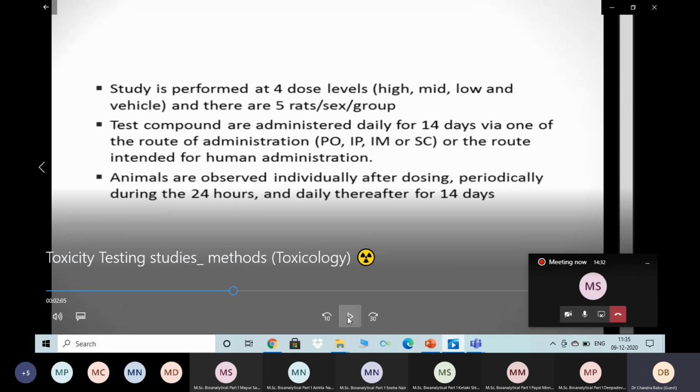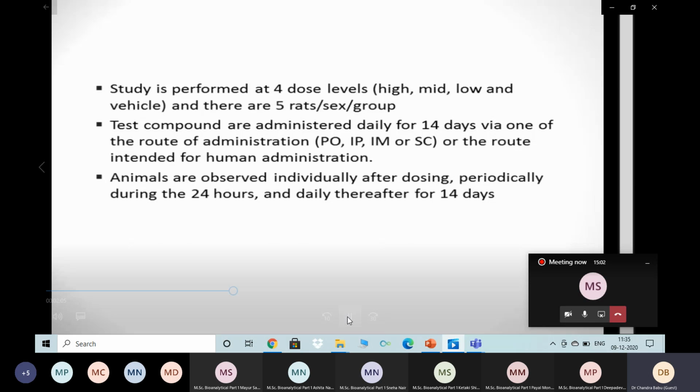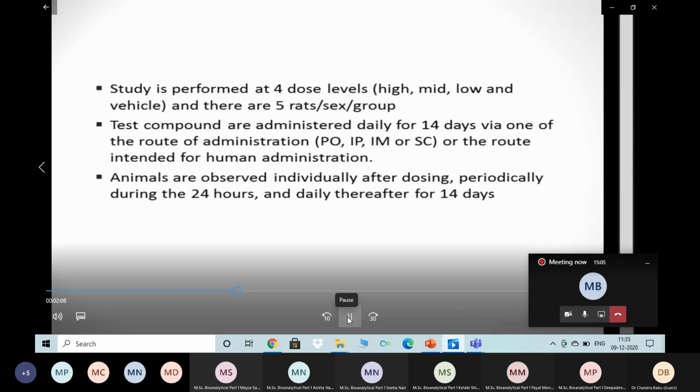So here the test compounds are administered for 14 days via the route of administration: intraperitoneal, intramuscular, peroral, or subcutaneous, for the route intended for human administration. Animals are observed individually after dosing, periodically during 24 hours, and thereafter for 14 days. The long-term study gives you an idea about the nature of toxicity.